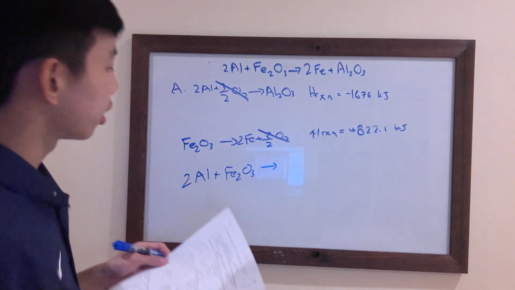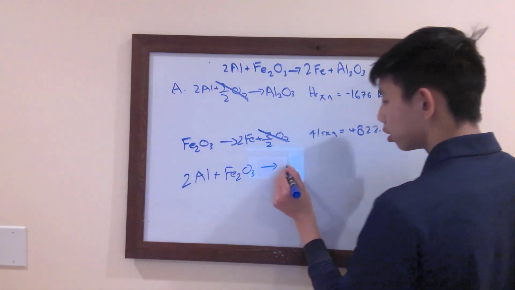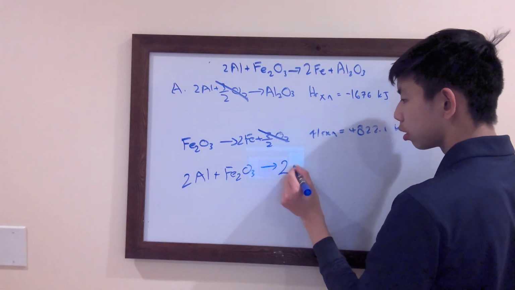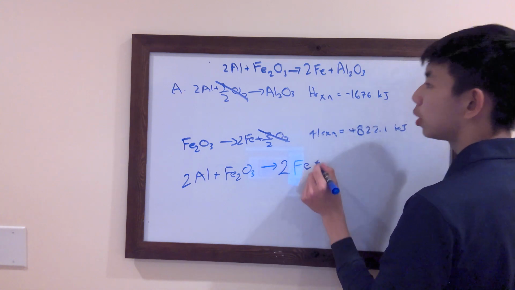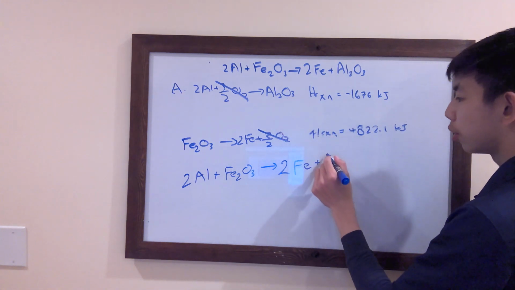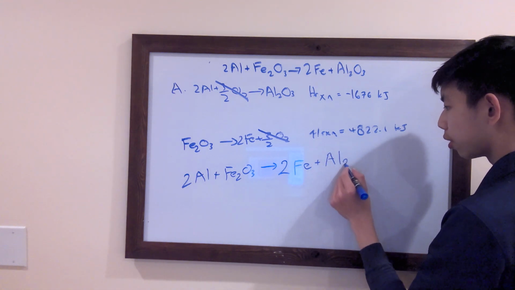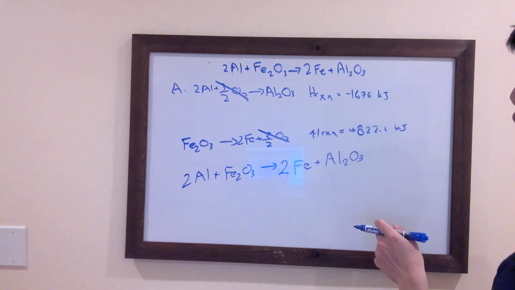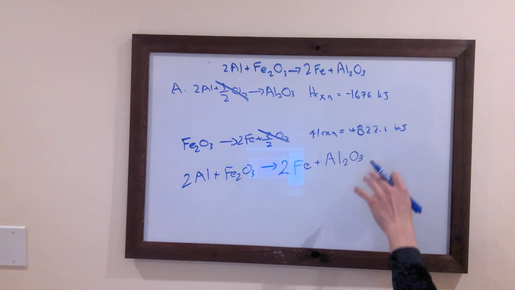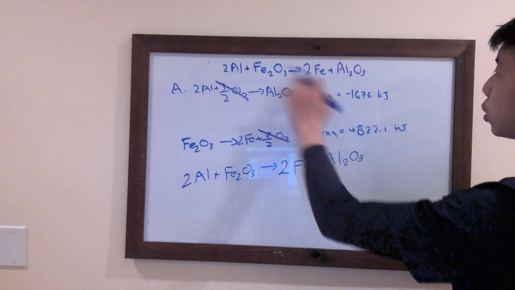Okay, and then right, bring this 2Fe down here. Fe plus Al2O3. Al2O3. And then, because of that, now we just add up the heated reactions, right? This is our final equation, and it matches up with this one up here.